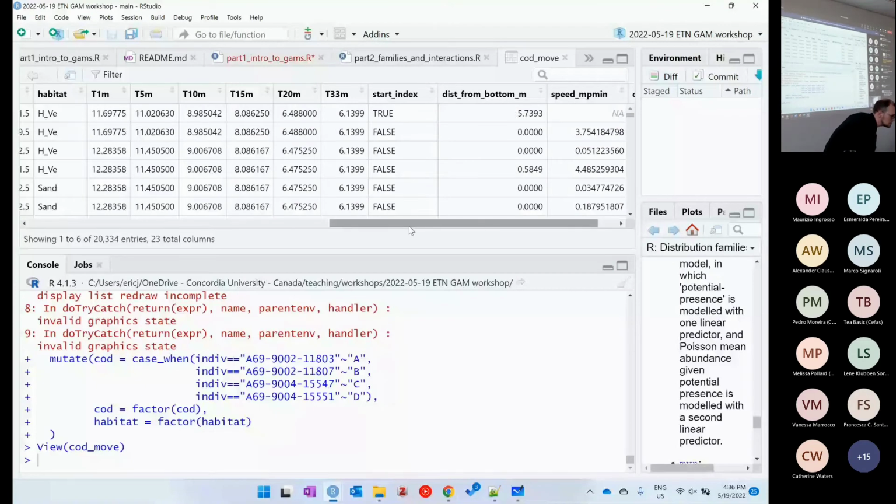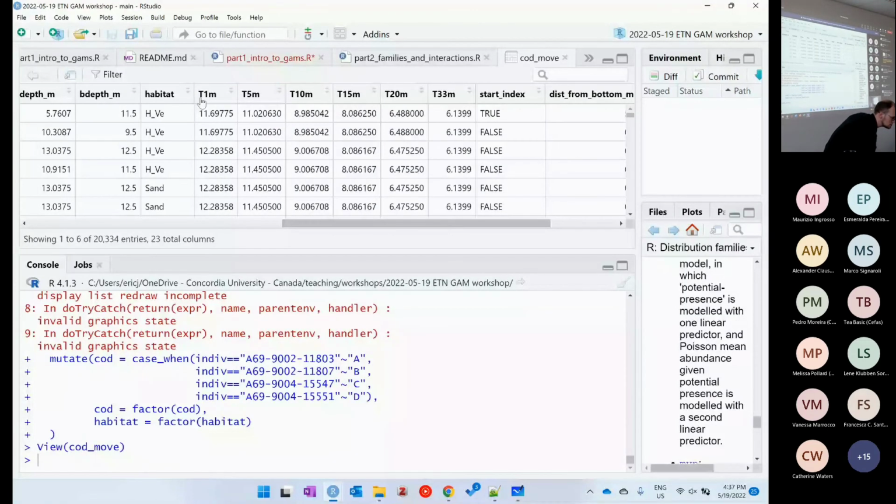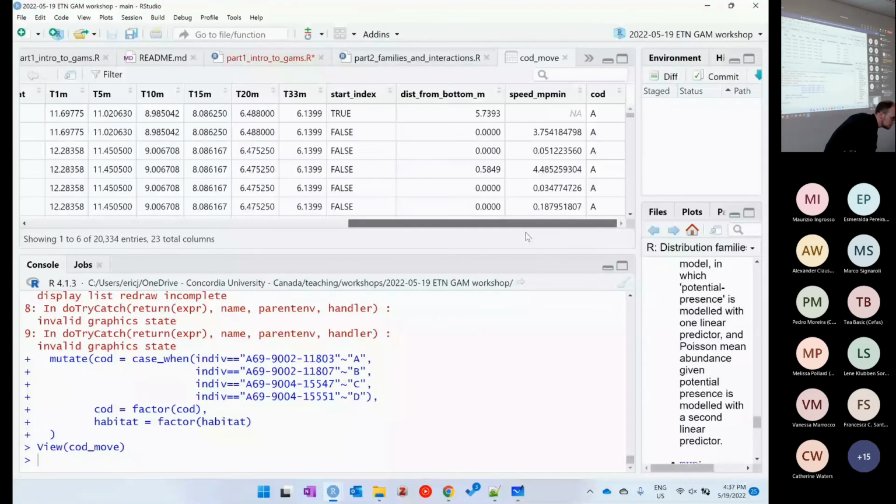And then there are temperature indices at six different depths here, so estimated temperatures. And finally, I calculated speed in meters per minute, basically using the X and Y coordinates divided by the length of time since the last coordinate. I'm sure there are much more rigorous ways to do this. This is a first ugly pass at estimating it, but it basically gives you the straight line speed from one observation to the next.